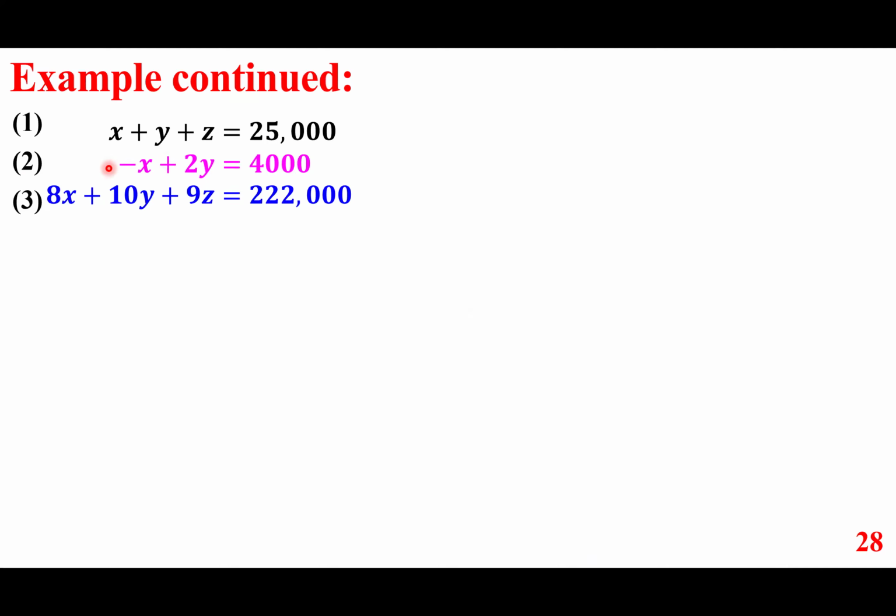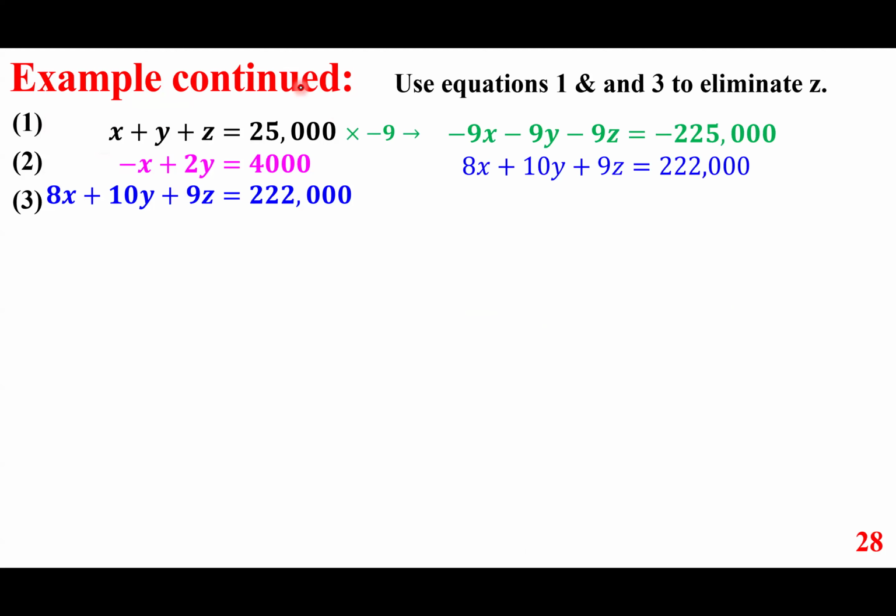Notice equation number 2 doesn't have a z, okay? So we use equations 1 and 3 to get rid of the z. Since this one has 9z, if I multiply this by -9, I get -9z, I can cancel it. So use equations 1 and 3 to eliminate z. And we're going to use the first one and multiply it by -9. So minus 9x, minus 9y, minus 9z, minus 225,000. And just write the third one.